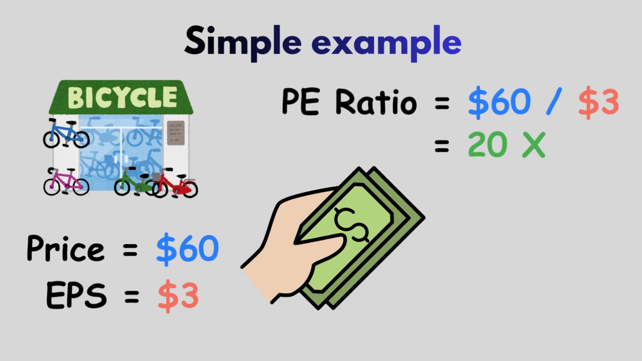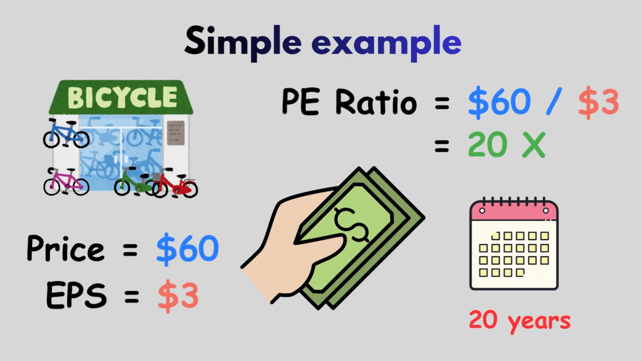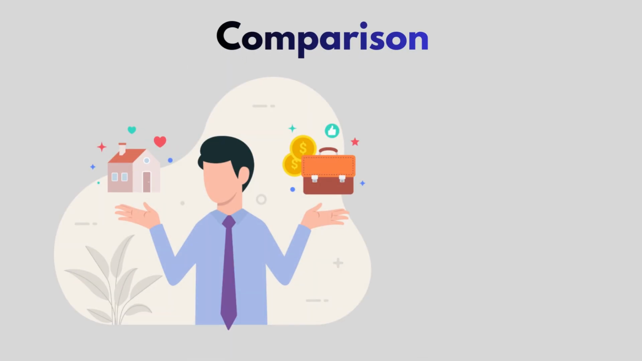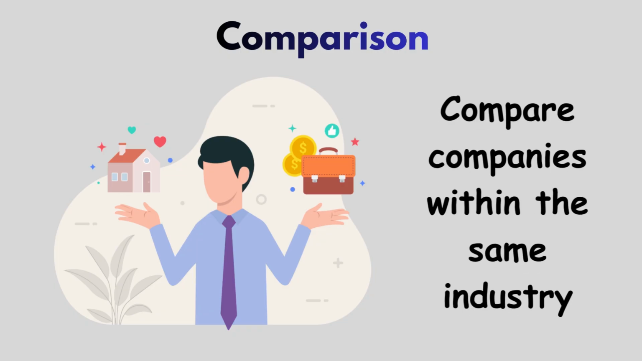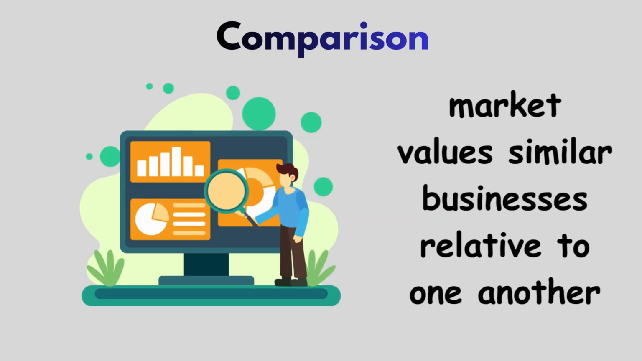Another way to think about this is that, assuming earnings and prices stay the same, it would take about 20 years for the company to generate enough profit to fully repay shareholders for what they paid to buy the stock. The real power of the P/E ratio shows up when you use it to compare companies within the same industry. This allows you to see how the market values similar businesses relative to one another.